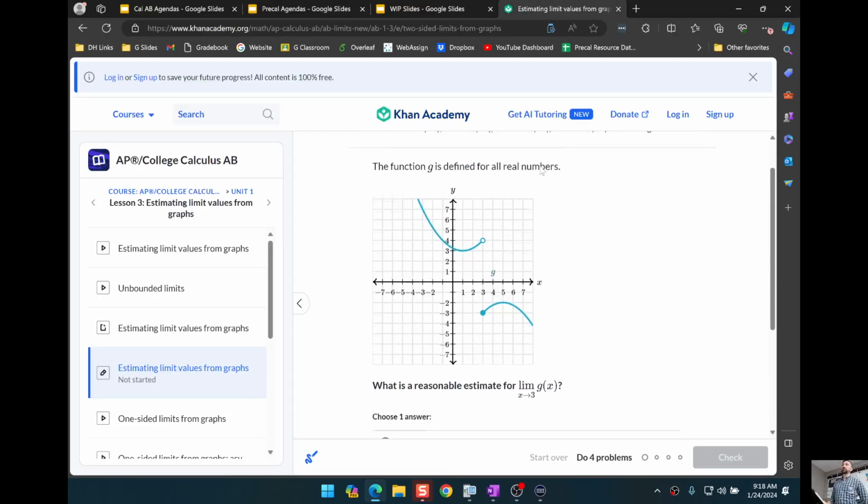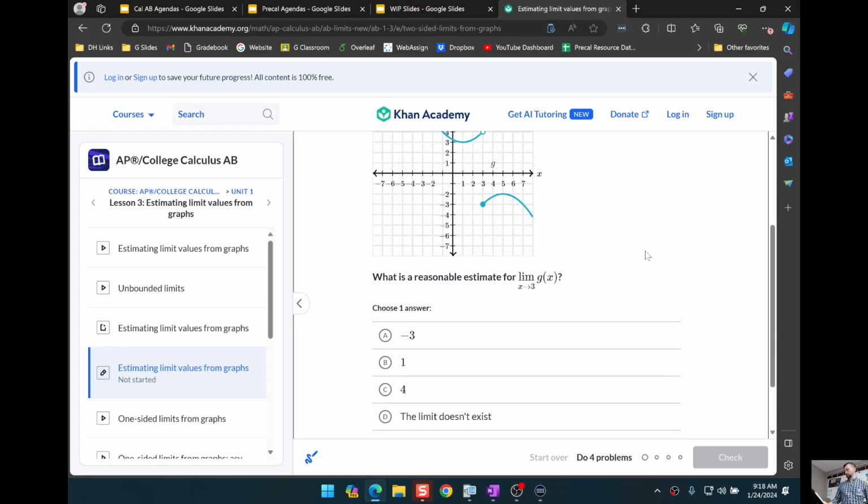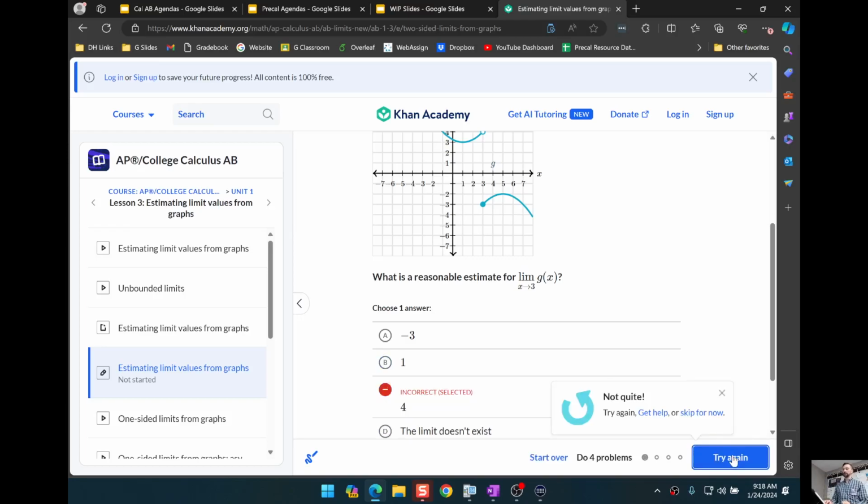So the questions are going to look like this, just like the stuff we did last time. Here's a graph. What do you think the limit would be as x approaches 3? Again, I can quickly reteach you if I need to, but I would prefer you to look at your notes first. The answer to this is not 4, but if you think the answer is 4, click check.